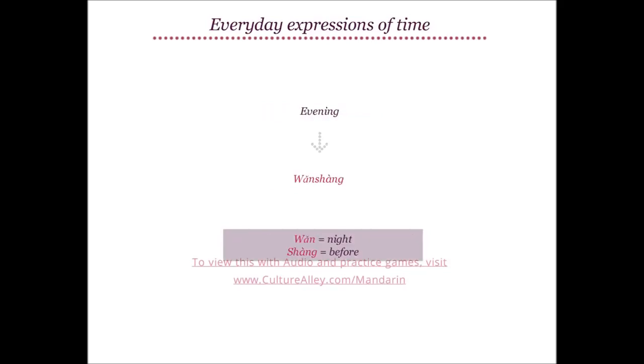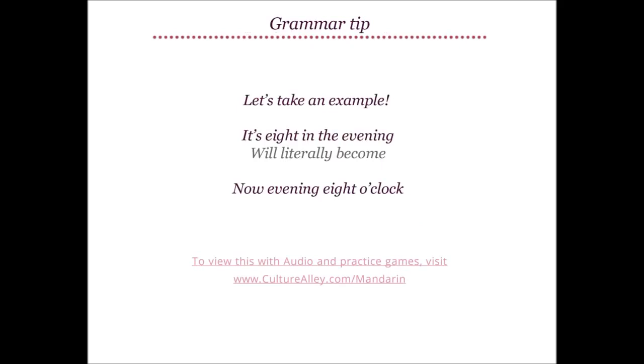Excellent! Now let's look at a new word, evening. Evening is translated as 晚上. Here again, 晚 is pronounced in the falling rising tone, meaning night, and 上 in the fourth tone means before. Let's take an example to further our retention. It's 8 in the evening literally becomes now, evening, 8 o'clock.